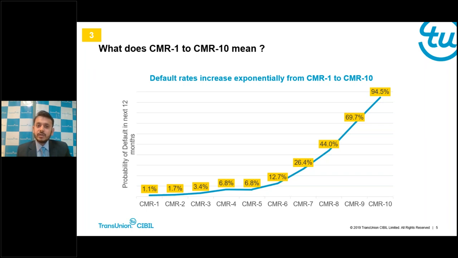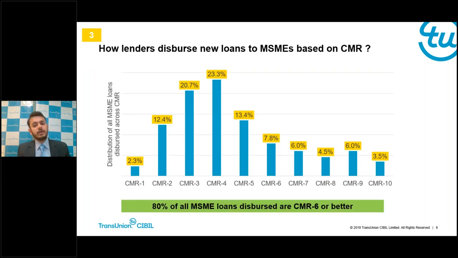Now, this is what the differentiation between CMR 1 to CMR 10 truly means. Now, based on this differentiation, how do banks and NBFCs actually lend? This is how most of the lenders in the country disburse loans to MSMEs. 80% of all the MSME loans disbursed in the country are to MSMEs which are CMR 6 or better. That's a very large proportion, 80% of all the credit given, and it lies in the grade better than CMR 6. As you can see, CMR 2, 3, and 4 are really heavy on the lending perspective.